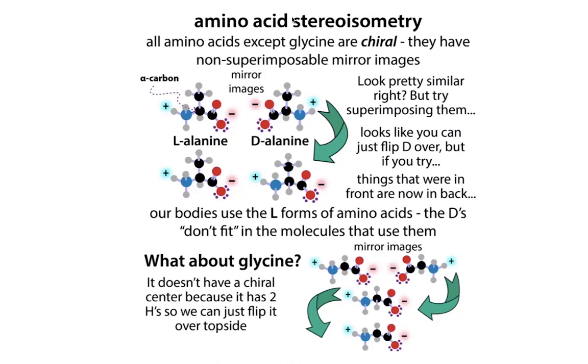This L, though, does not refer to levorotatory, so it's not talking about rotating polarized light to the left. And D does not refer to dextrorotatory, or rotating light to the right. In the case of the amino acids, it's just convention that we do it based on their similarity to D-glyceraldehyde or L-glyceraldehyde. That's the simplest sugar. And we say if they have the same stereochemistry as L-glyceraldehyde, then we're going to call it L, because L-glyceraldehyde rotated light to the left.